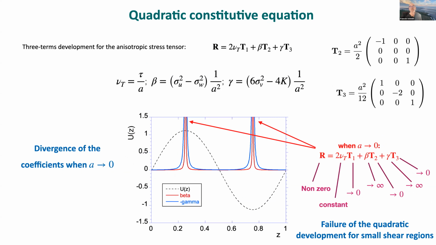But if we consider the coefficients themselves, it's good because we can have a quadratic development which is representative for the ensemble of the flow, except for shear regions where we still have this divergence problem. The coefficients are going to infinity in these different places. This means that we have a non-zero value on the left, a constant coefficient here, T1 goes to 0. All the tensors, in fact, go to 0 in this place, and the coefficients beta and gamma need to go to infinity. So it shows that it doesn't work.